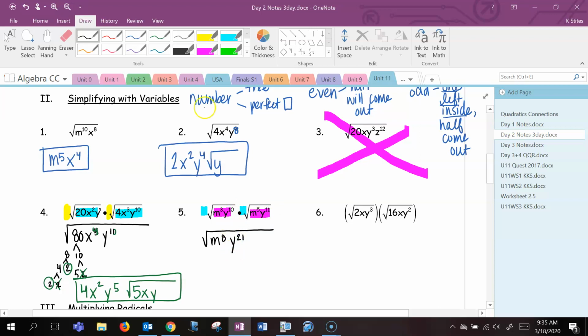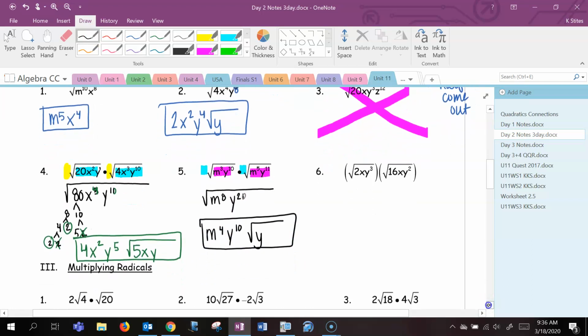We don't have a regular number. We do have an even, so half will come out. 8 divided by 2 is 4. 4 comes out. Y to the 21st, 21 is an odd, so 1 will automatically stay in. Now I'm down to 20. Half will come out. There you go.